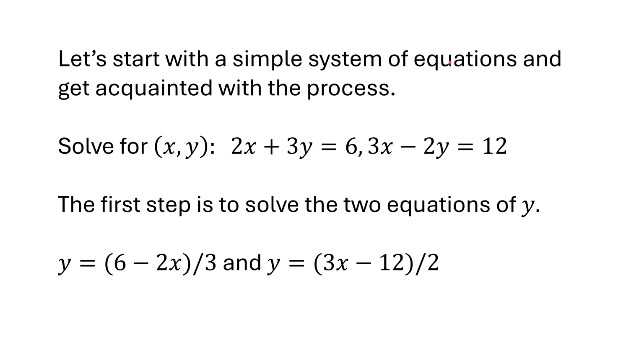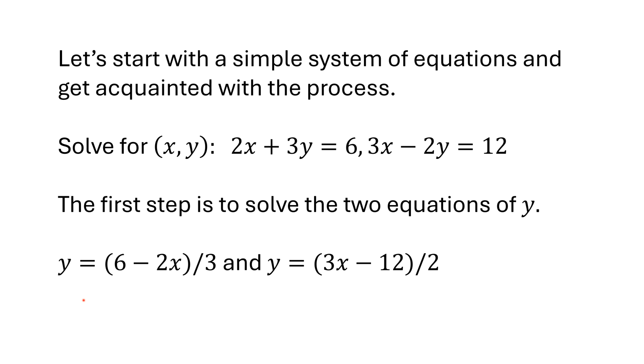Let's start with a simple system of equations and get acquainted with the process. We're going to solve for x, y, an ordered pair. The system of equations is 2x plus 3y equals 6, and 3x minus 2y equals 12. The first step to solve this system is to isolate y. y equals (6 minus 2x) over 3, and y equals (3x minus 12) over 2.